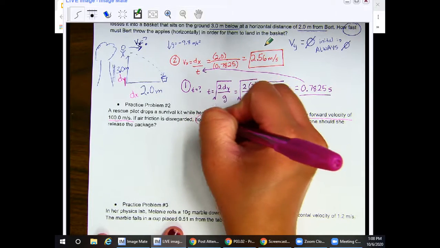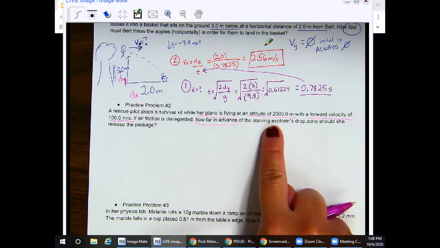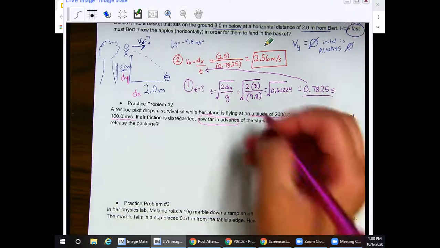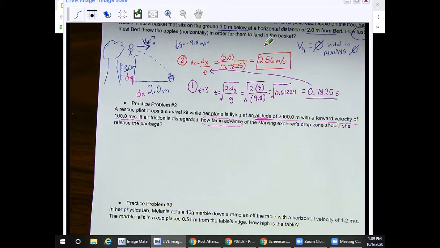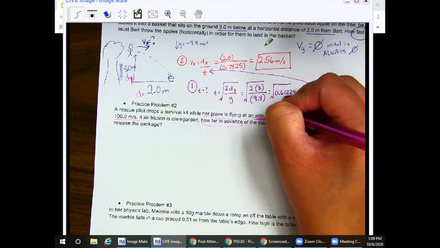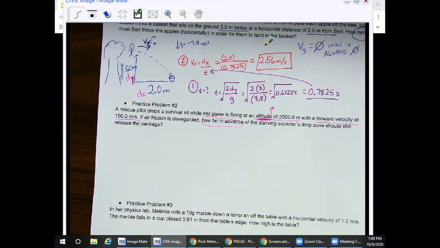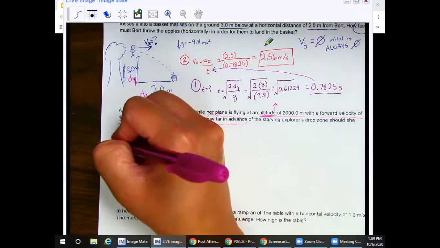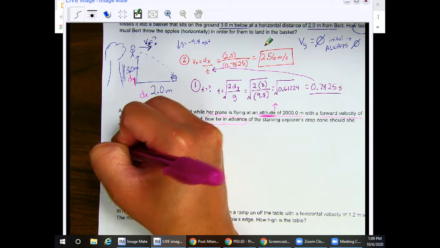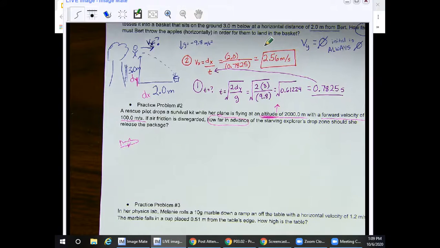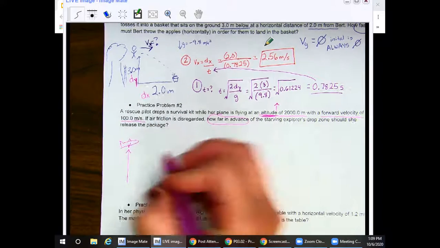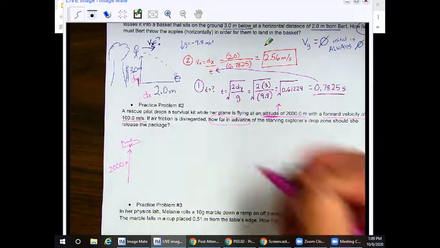So we want to know how far in advance. And we know we have an altitude of 2,000 and a forward velocity of 100. What does the word altitude mean? Does anybody know what altitude is? Yes, good job. Sorry, were you going to say something, DeMarco? Okay. So my student in class said altitude means how high up in the air you are. So is that going to be my dx or my dy? My dy. So I'm going to try and draw a plane, but I can't really draw planes. It looks like a shark, but it's a plane. So my airplane is 2,000 meters up in the air, and we said that's our dy.